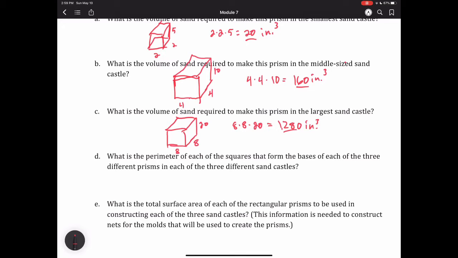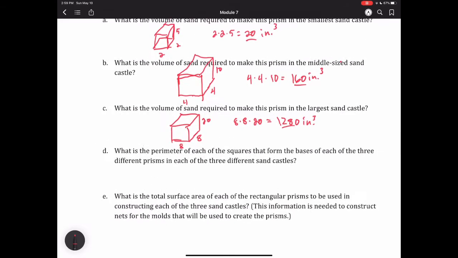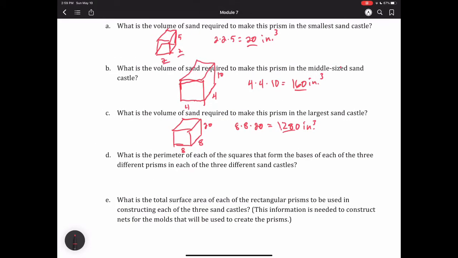So now, what about the perimeter of each of the squares that form the bases of each of the three prisms in each of the three sandcastles? So what's the perimeter of each of them? Well, we've got 2 and 2, so we're going to just go 2 plus 2 plus 2 plus 2, 4 plus 4 plus 4 plus 4, 8 plus 8 plus 8 plus 8. So the first one would be equal to 8. The second one would be equal to 16, and the third one is going to be equal to 32, right? So if we're looking at this, we've got 8, 16, and 32, right?